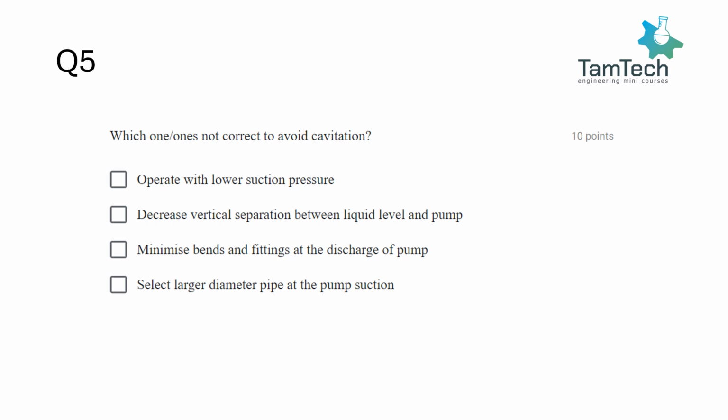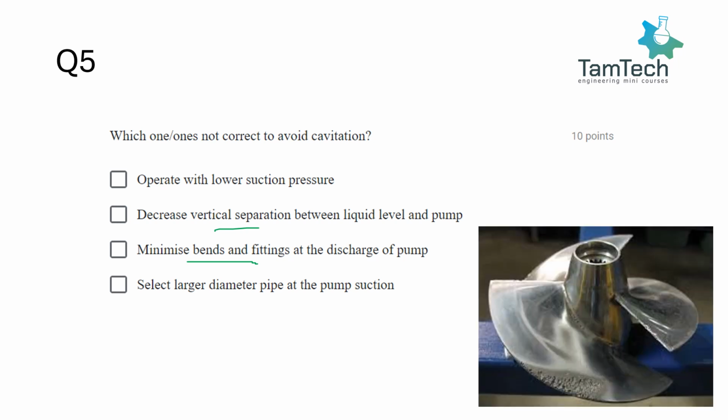Which one or ones are not correct to avoid cavitation? So, operate with lower suction pressure, then decrease vertical separation, minimize bends and fittings, and select larger diameter. To understand this, let's first see what cavitation brings to us. It will lead to erosion of the impeller blades within the pump itself.